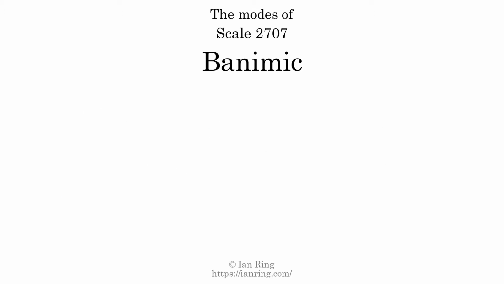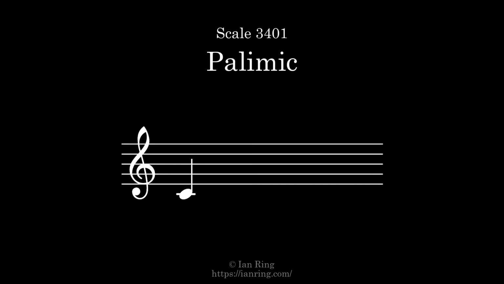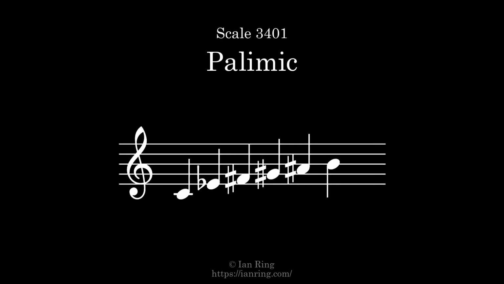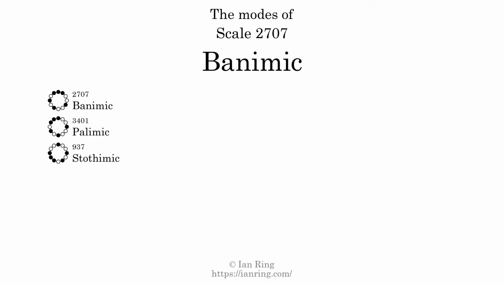This scale has 6 modes. The first mode is itself. The second mode is scale 3401, also known as polymic. It sounds like this. The third mode is scale 937, also known as tithymic. It sounds like this.